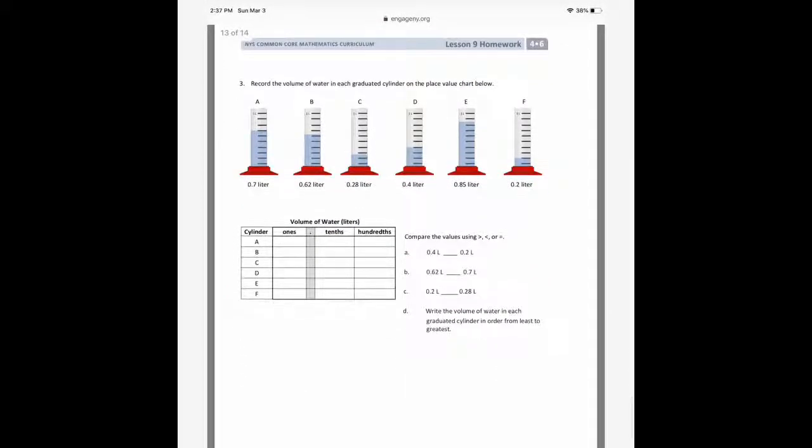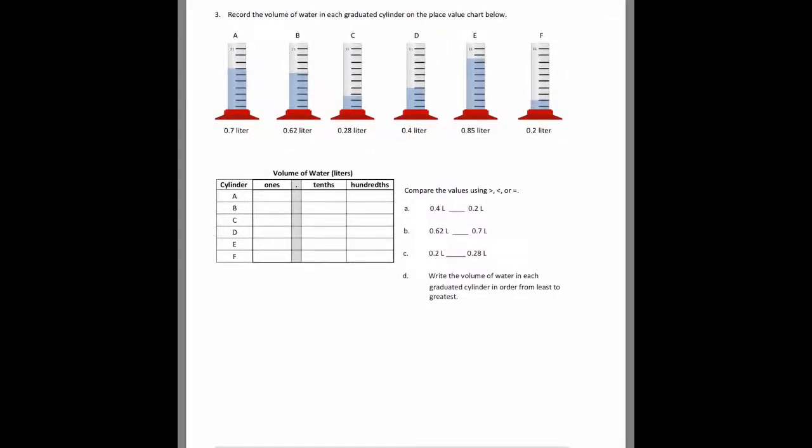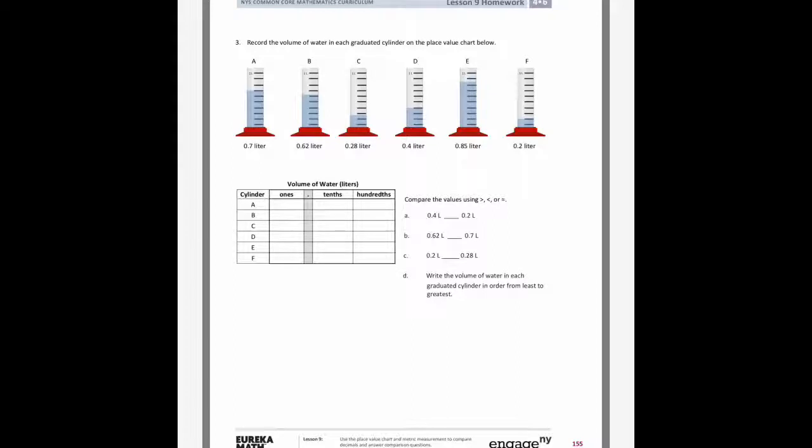We're going to be dealing with some graduated cylinders here. It says record the volume of water in each graduated cylinder on the place value chart below. So we'll start off with cylinder A. Cylinder A has 0 ones and 7 tenths and no hundredths, so I'm just going to put 0.7. Cylinder B has 0 ones, 6 tenths, and 2 hundredths. C has 2 tenths and 8 hundredths. D has 4 tenths and no hundredths, so we're just going to put 0.4. E has 8 tenths and 5 hundredths, and F has 2 tenths.